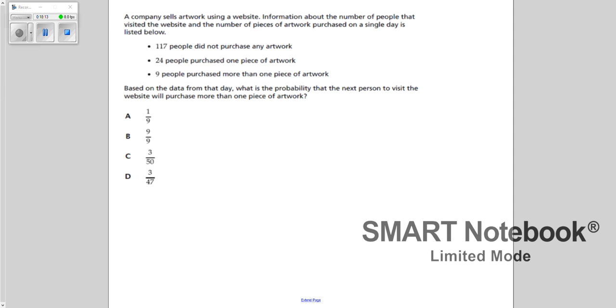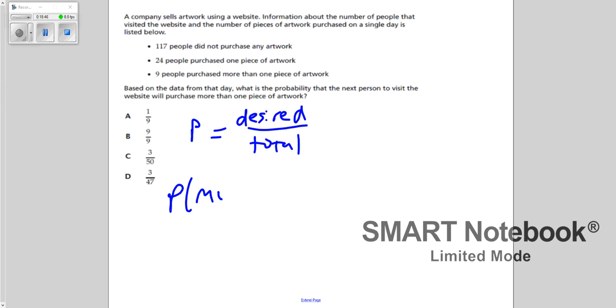Okay. This one question is about a company selling artwork. They tell you information that people who go to their website, 117 didn't purchase any, 24 people purchased 1 piece of artwork, and 9 people purchased more than 1. They want to know the probability that the next person will purchase more than 1. Well, remember, probability is always desired outcomes over total. So probability of more than 1 artwork.